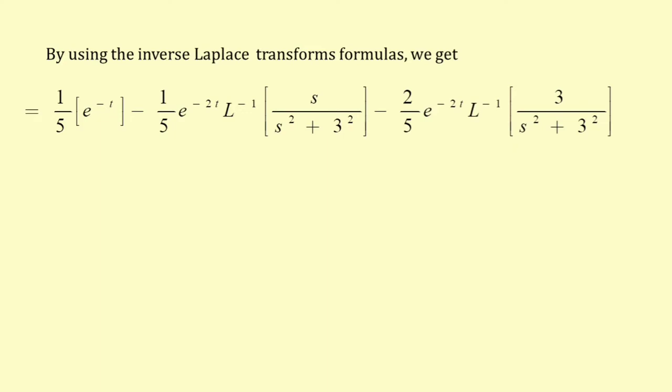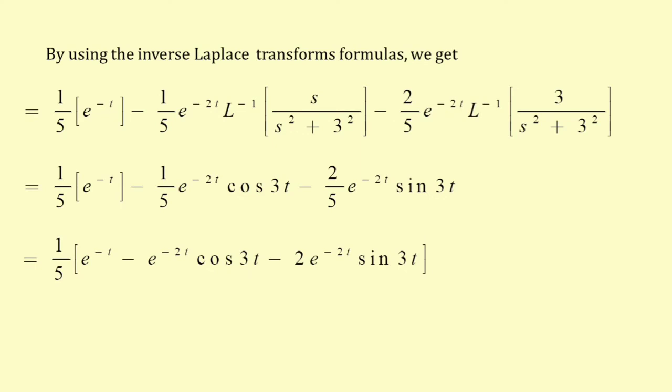We know the formulas for L inverse of s by s squared plus a squared and L inverse of a by s squared plus 3 squared, which is equal to 1 by 5 into e power minus t minus 1 by 5 e power minus 2t. This L inverse of s by s squared plus 3 squared is cos 3t minus 2 by 5 into e power minus 2t. L inverse of 3 by s squared plus 3 squared is sin 3t. Now taking 1 by 5 commonly outside, we get e power minus t minus e power minus 2t cos 3t minus 2 into e power minus 2t sin 3t.